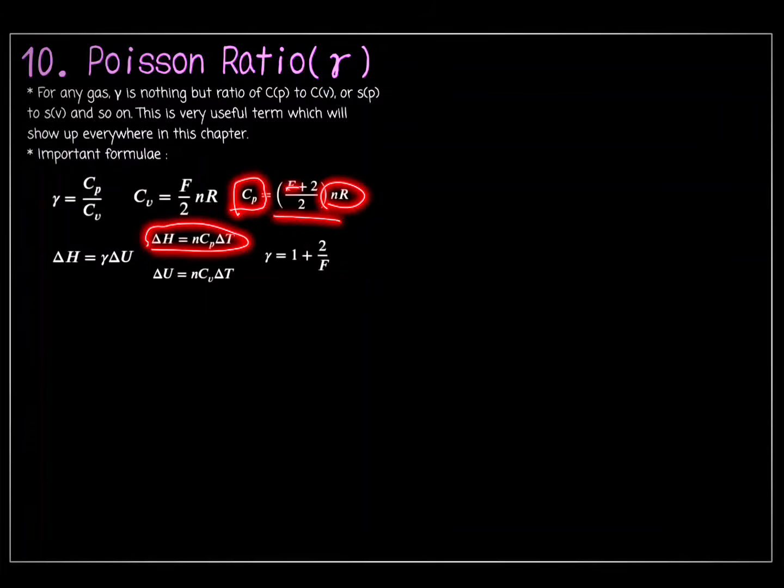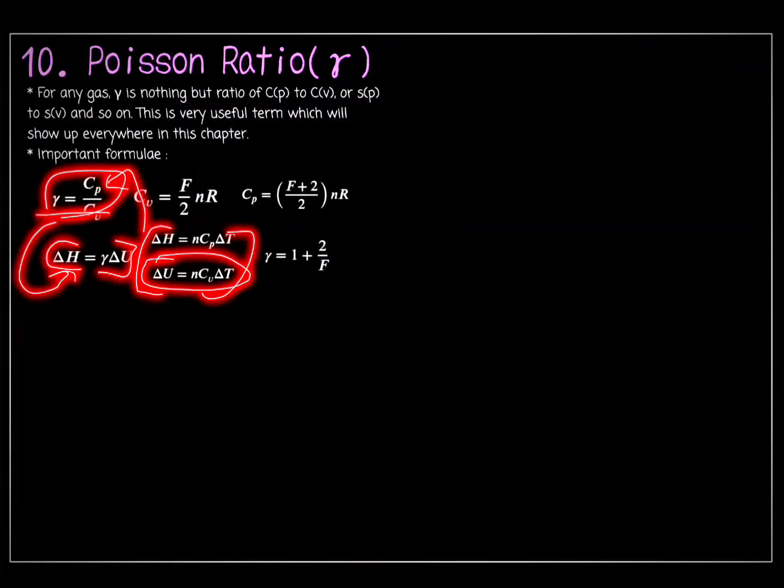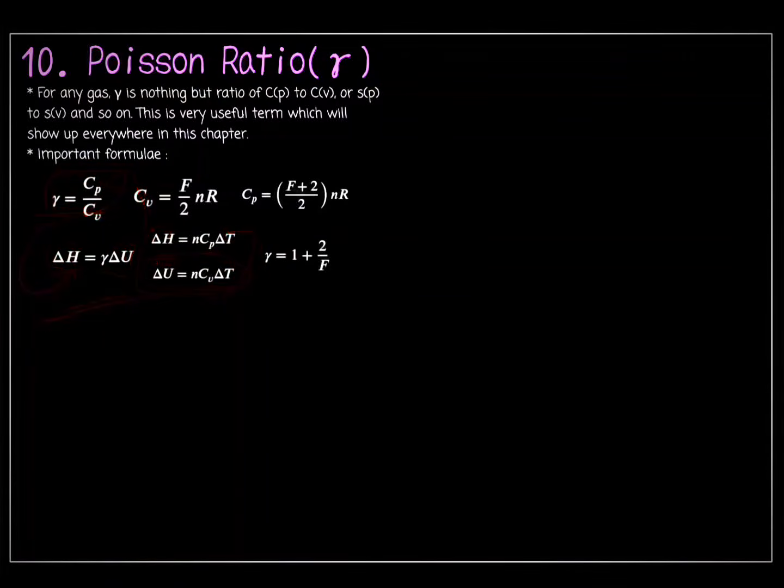And this is very important: the change in enthalpy is nCp delta T, but the change in internal energy is nCv delta T. So using these equations, we can say that delta H is equal to gamma times delta U. And lastly, gamma and degrees of freedom have a direct relation, which is gamma is equal to 1 plus 2 by F. So this is all for today.